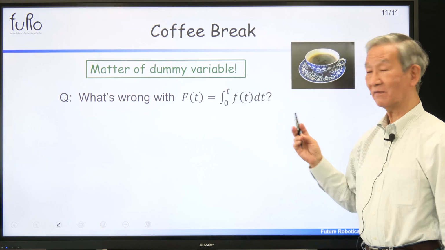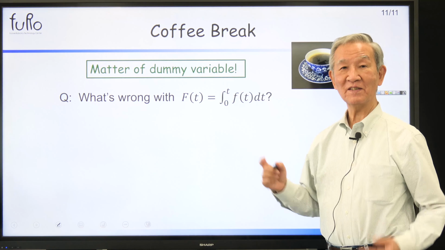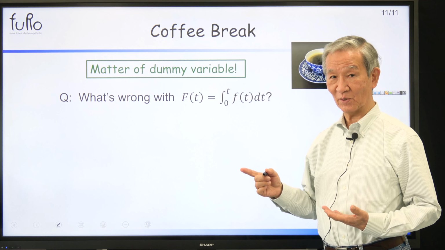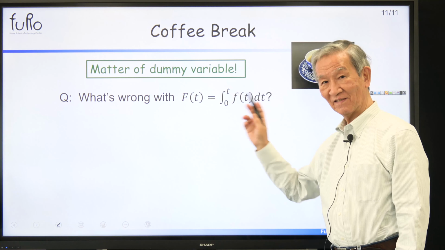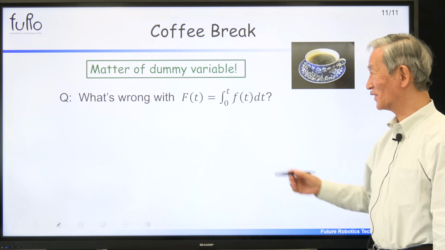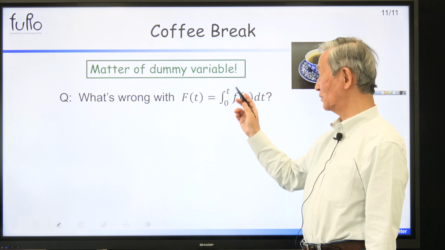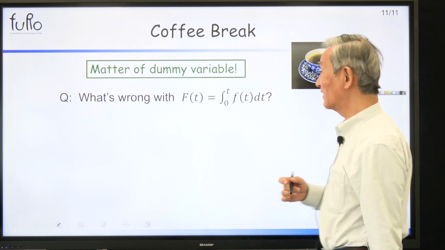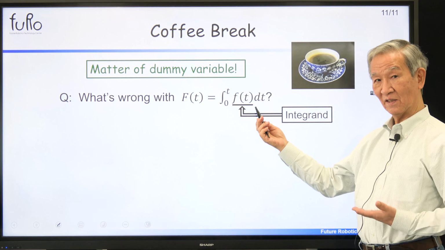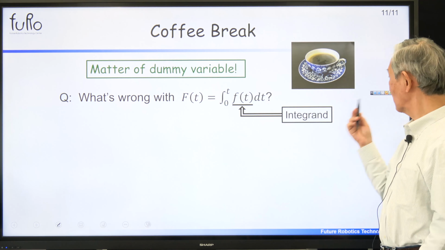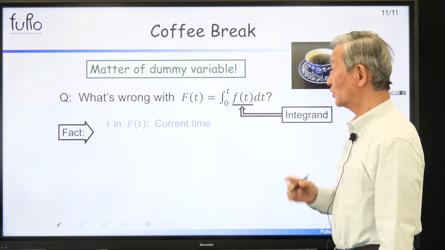What's wrong with this one here? Well, I don't think you think this is wrong, right? This is something which you have learned in high school, I'm sure. But most of the time, you learn like this one here. F of t is equal to the integral from 0 to t of t dt. What's wrong with it? Of course, there is something wrong with this one here. By the way, as I said in the former slide, this is called the integrand. Fact. Two of them, actually.